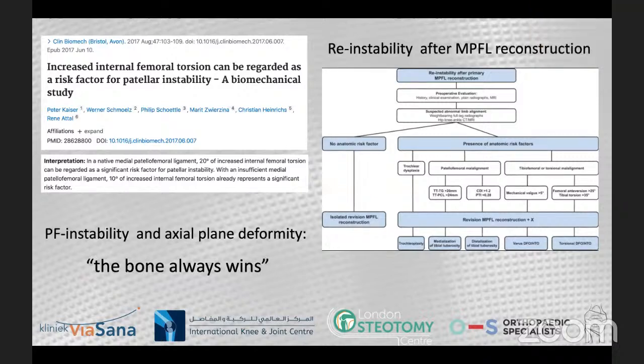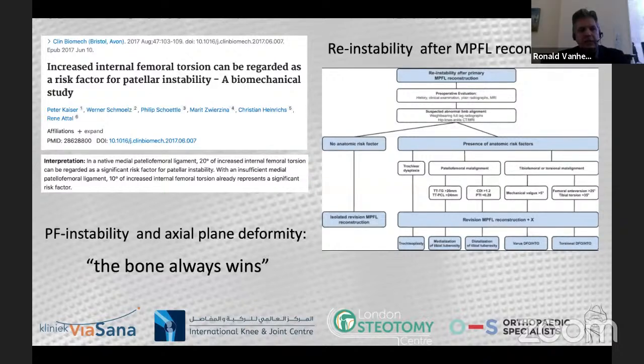The bone always wins. So if you are putting an MPFL in a patella at the right height, but there is a femoral anteversion underneath that, the trochlea position is not normal, and there are huge stresses on your new MPFL. That may be a perfect MPFL reconstruction, but it will fail in the end, particularly if you have a double level rotational deformity. So always check for that.